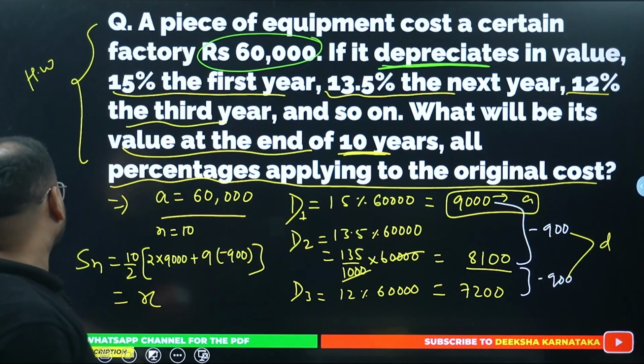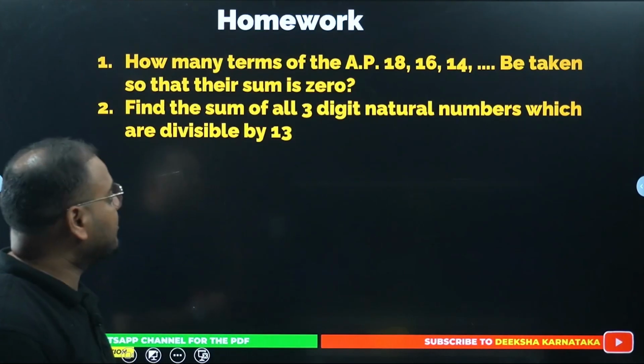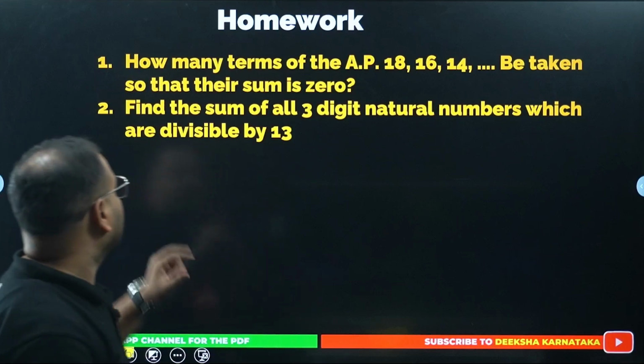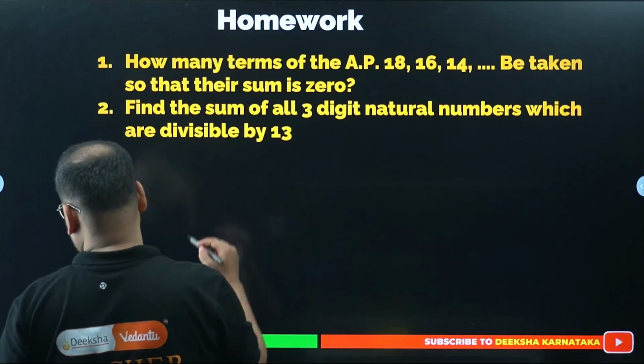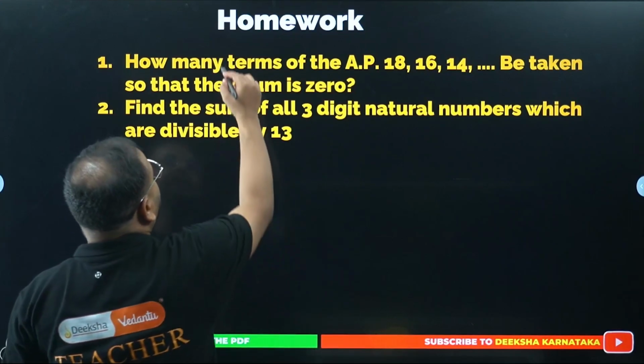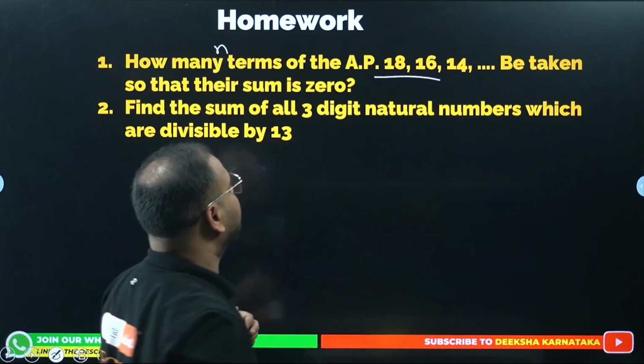Please solve it as homework and give us the answers in the comments. Okay. I hope every one of you get it right. Now other two questions in homework. How many terms? So you have to find n, right? You need to find n here. How many terms is n for the given AP? You can find A and D from there.